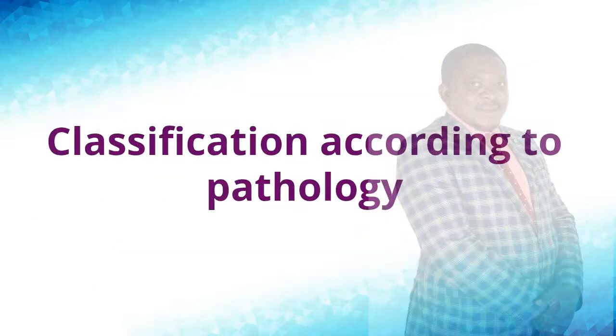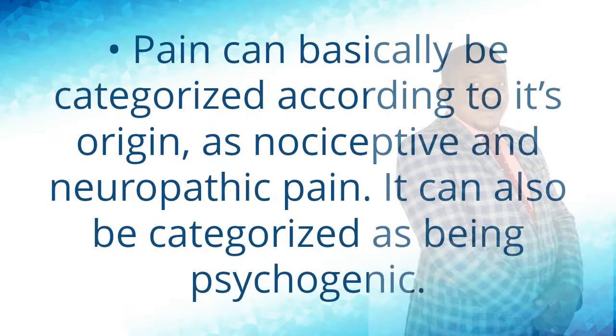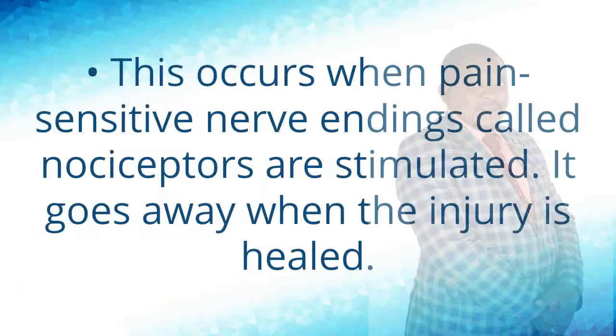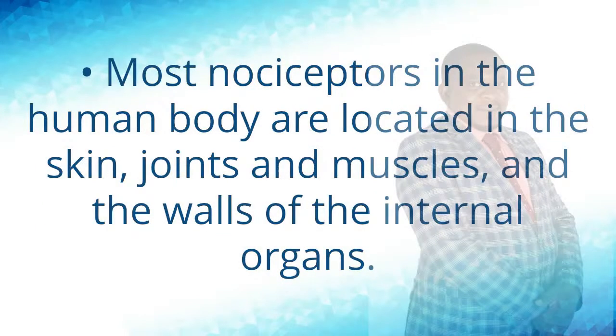Classification according to pathology. Pain can basically be categorized according to its origin as nociceptive and neuropathic pain. It can also be categorized as being psychogenic. 1. Nociceptive pain. This occurs when pain-sensitive nerve endings called nociceptors are stimulated. It goes away when the injury is healed. Most nociceptors in the human body are located in the skin, joints and muscles, and the walls of the internal organs.